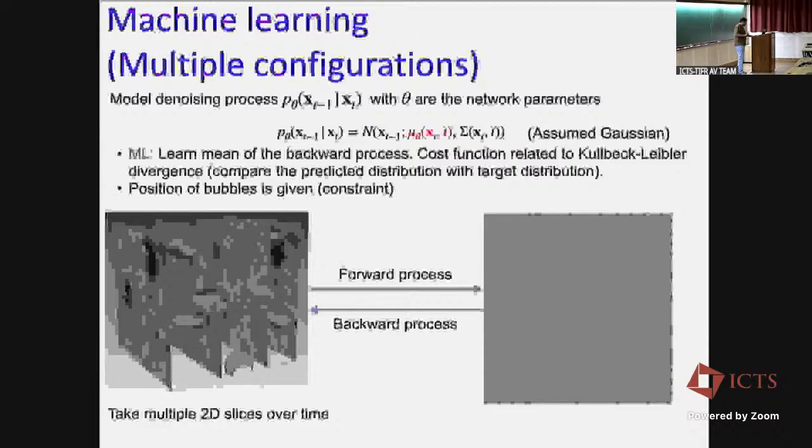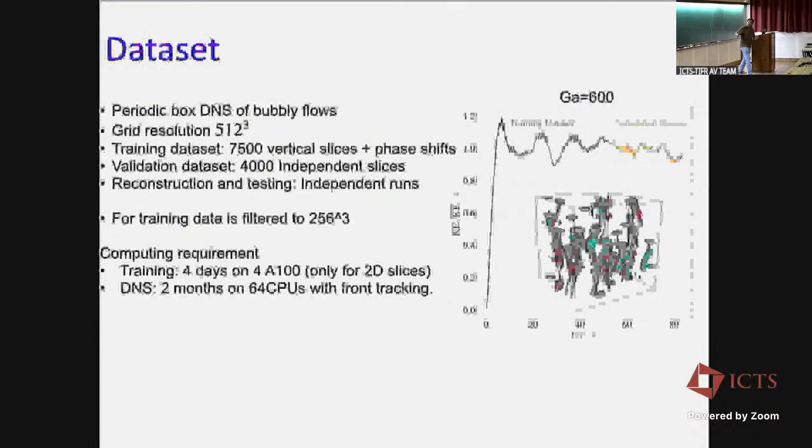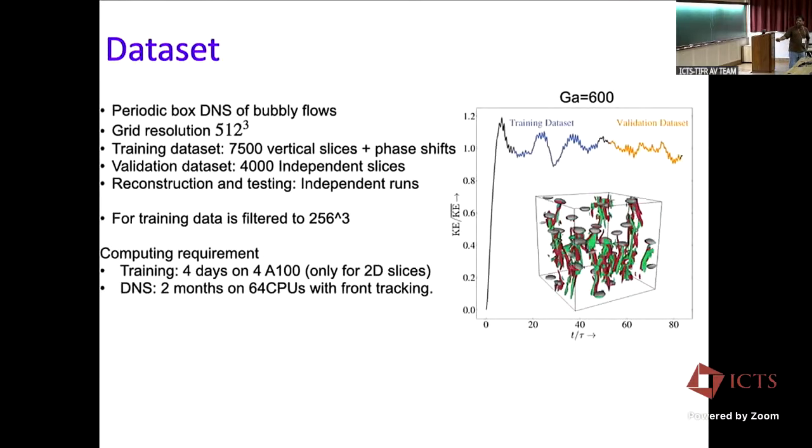I don't have time, so I won't go into the details, but suffice it to say that our data set is the following: you have periodic DNS, 512 cube resolution, and the training data set is 7,500 vertical slices, plus phase shifts to make a fairly large data set. For validation, we again have 4,000 independent slices. And for reconstruction and testing, we do further independent runs. So, when you are going to do reconstruction, you would take independent slices and then do reconstruction with them.